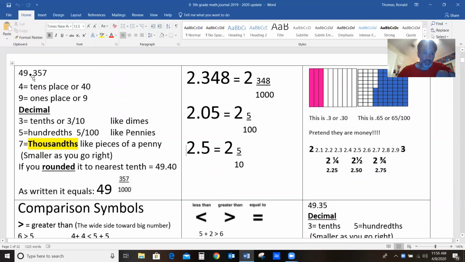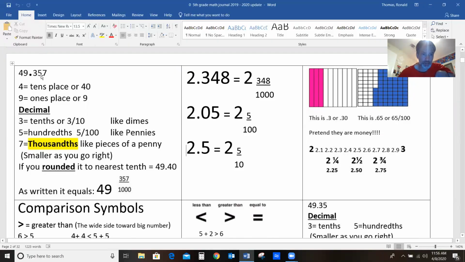49.357. 49. This is showing you where everything is. The 4 is in the tens place, or 40. The 9's in the ones place, or a 9. Decimal. 3 tenths, or 3 over 10. I'm showing you both ways. It's like dimes. It's where the dimes would go if it was money. Always pretend it's money.